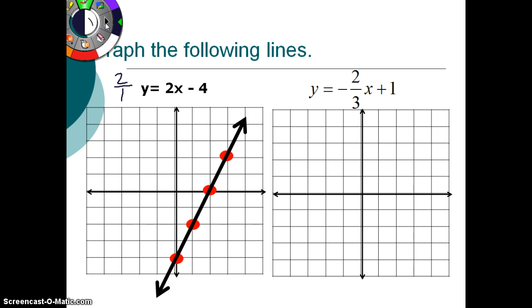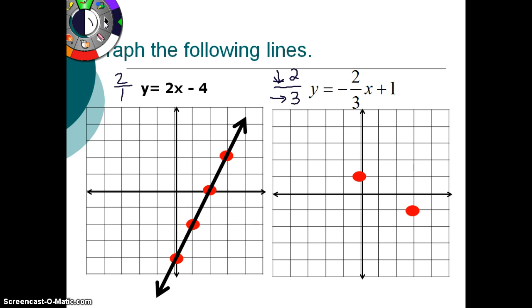Alright, the next one. Our slope is negative 2 over 3. That means we need to go down 2, and then we need to go to the right 3. So first, we graph our y-intercept at 1. I go down 2 over 3. And then notice on this graph, I cannot go down 2 over 3 again. I'd be off the graph.